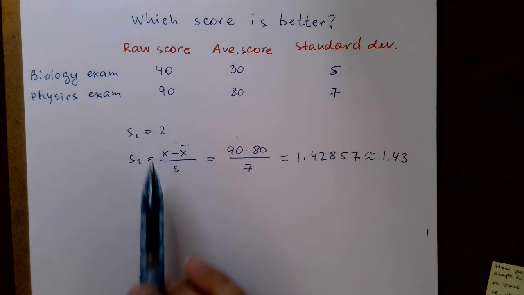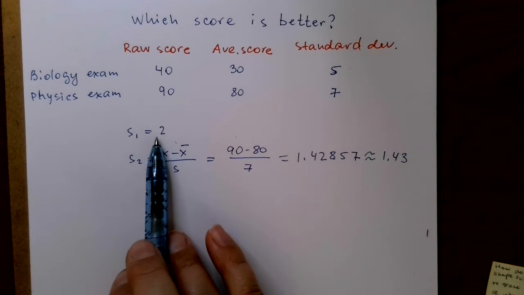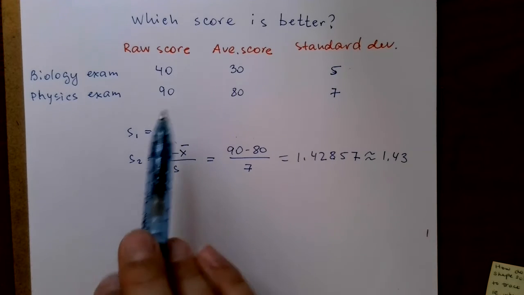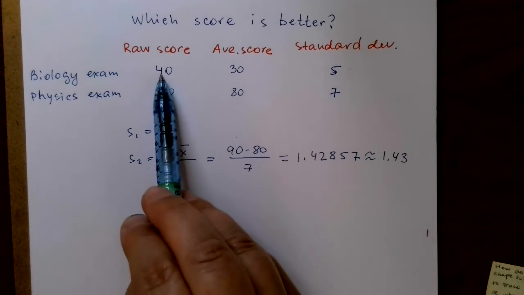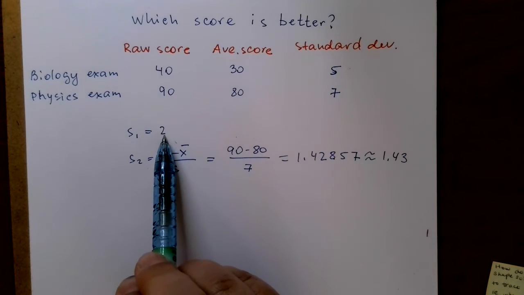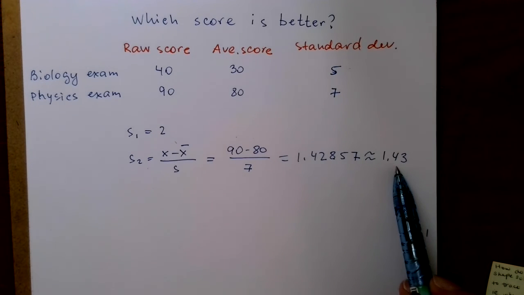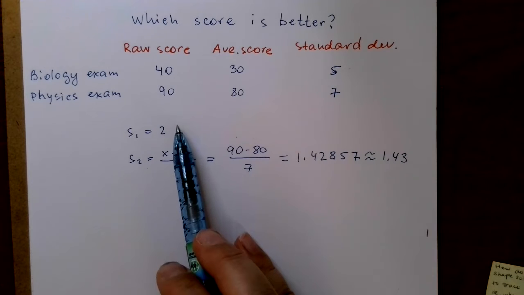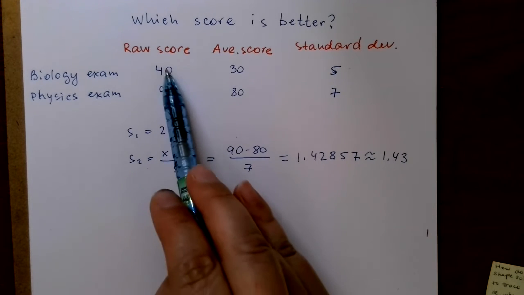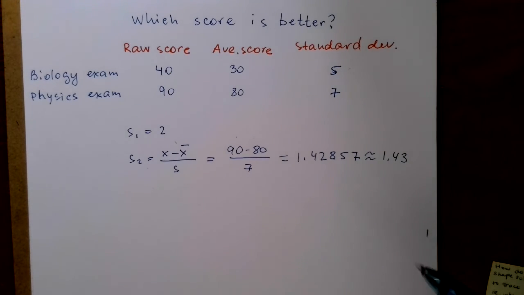So this score is 2 standard deviations above the average, and the score of 90 is only 1.43 standard deviations above the average. So this score of 40 is better than the score of 90. So let's talk about the formula.